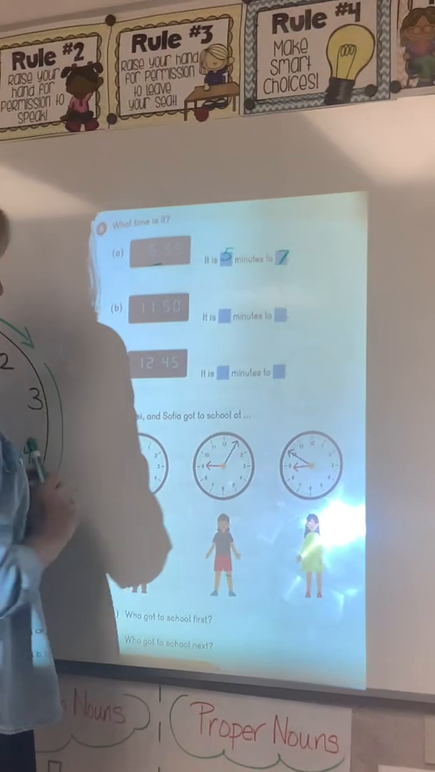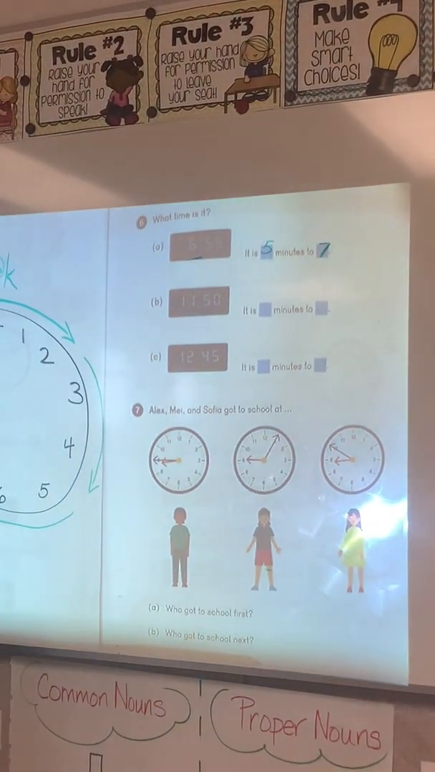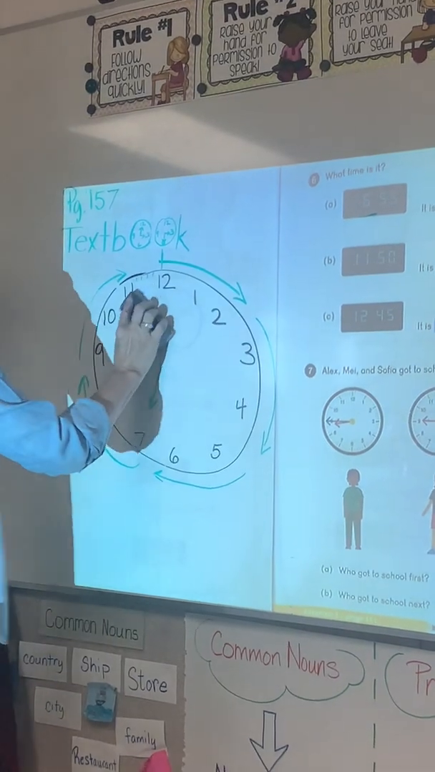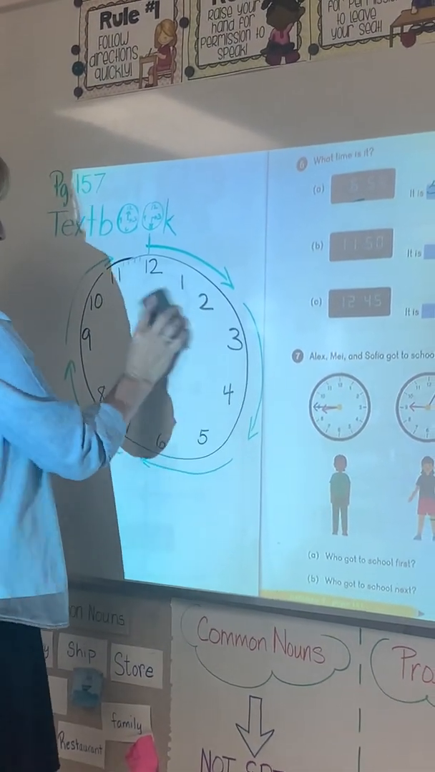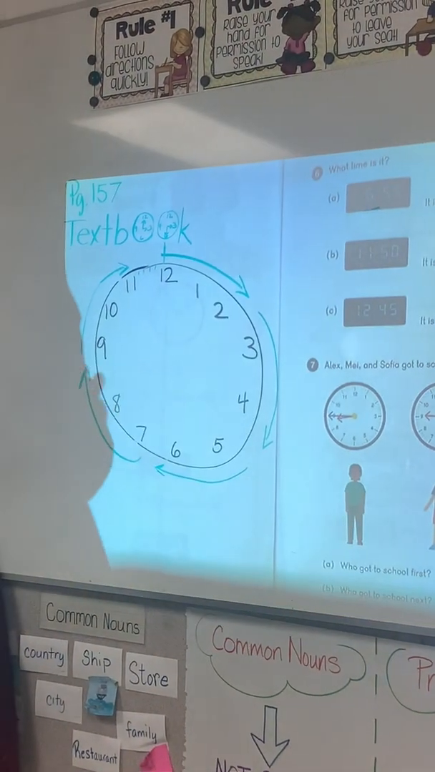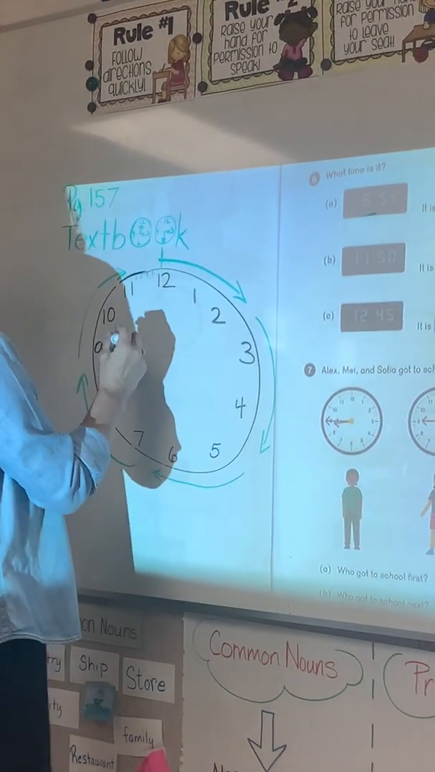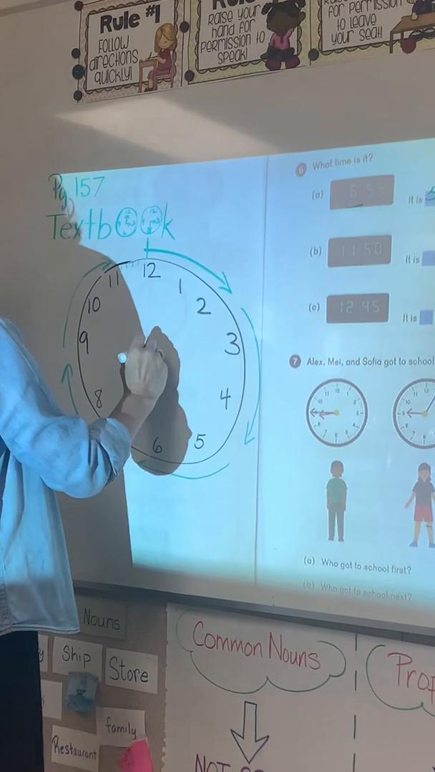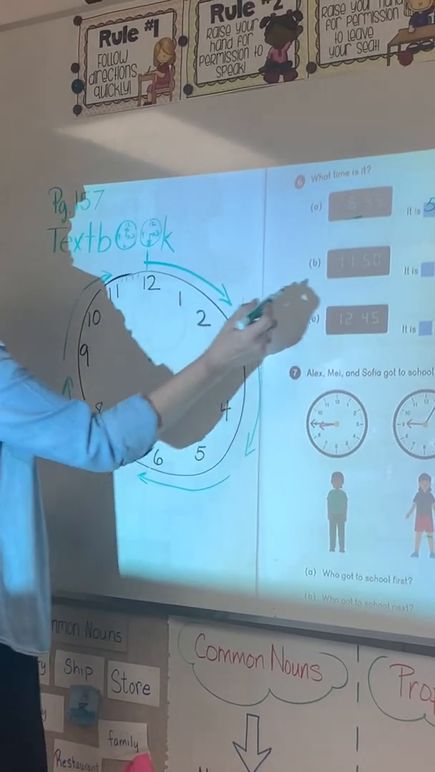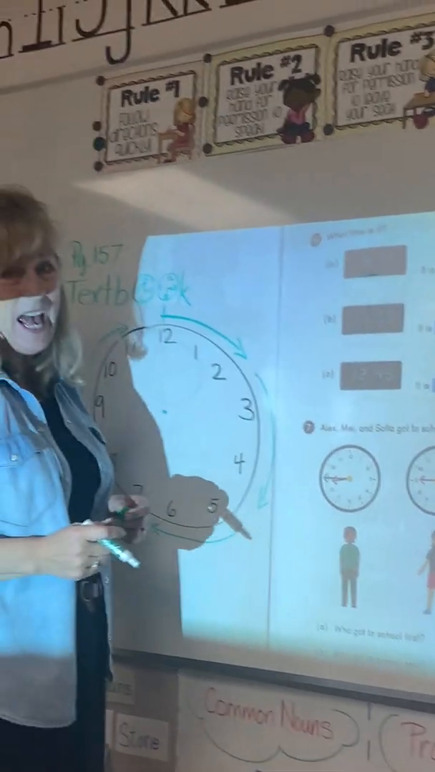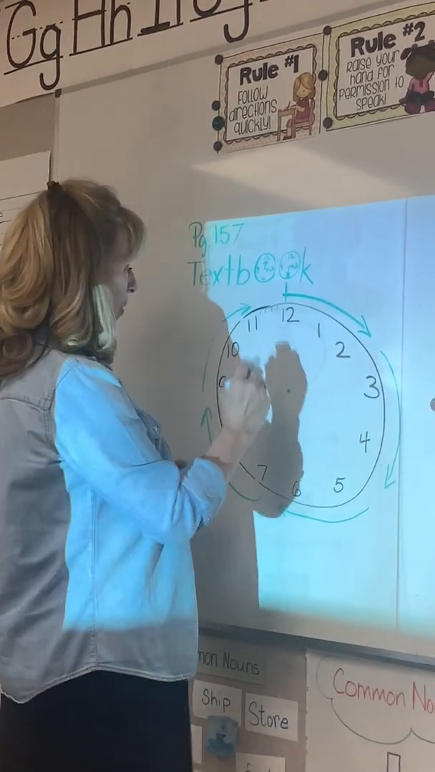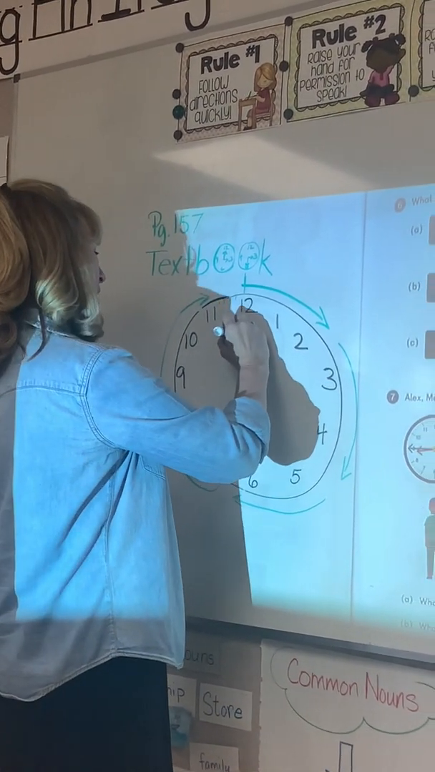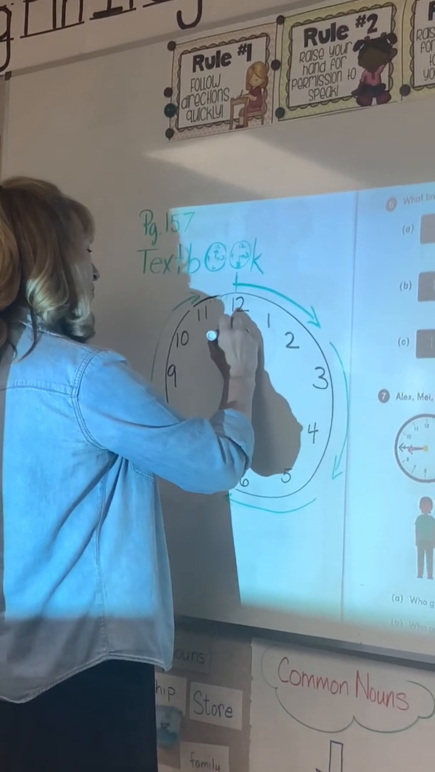Let's look at this one. 11:50. All right. So I want to get rid of my hour hand and my minute hand, and let's try and start a new one. 11 is the hour. Okay? We start in the middle. We're going to point up to 11, but we have 50 minutes after 11. So 50 minutes after 11 means that our hand probably isn't going to be pointing right at the 11.